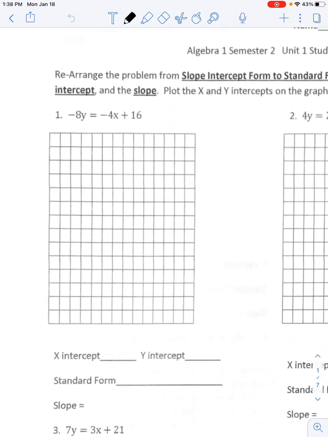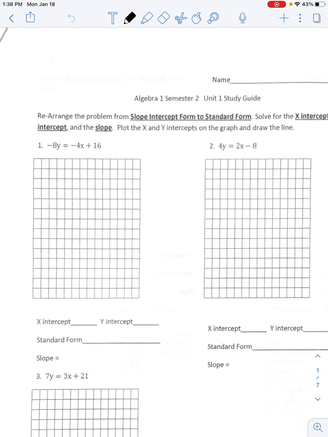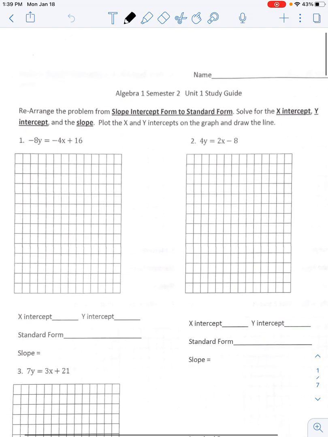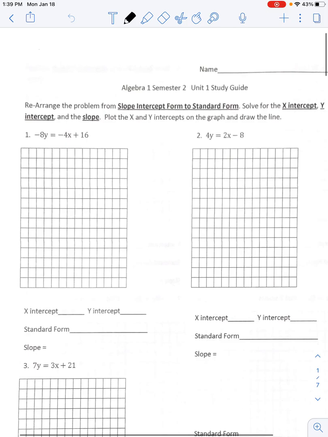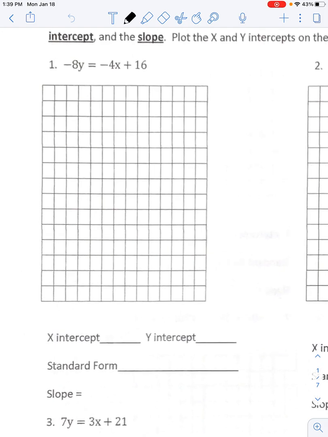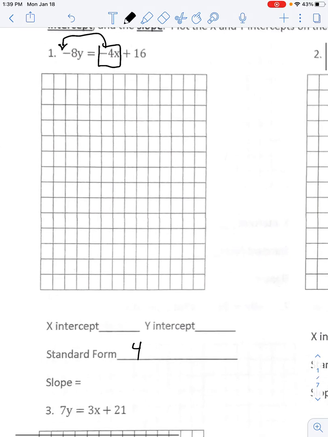All right, so right here, number one, the directions say rearrange in the slope intercept form to standard form. So you're going from y equals mx plus b to standard form. Then it says solve for the x and y intercept and the slope, plot the x and y intercepts, and draw your line. First, we need to change it into standard form. So we're going to take the x, move it to the other side, and change the sign. So the answer is going to be 4x minus 8y equals 16.